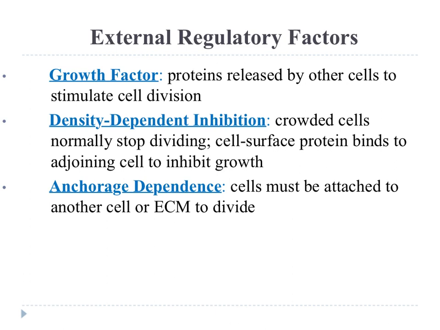Some other external regulatory factors would be growth factor, which is a protein released by other cells to stimulate cell division. If you got a cut, that is when the growth factor would be released. It tells your body, oh, we need to close this hole. You also have a lot of growth factor when you're young because your body's growing and you need more cells to replicate in order to grow your body. Density-dependent inhibition is when crowded cells stop dividing. The cell surface proteins inhibit growth and tell the cells, no, we don't need to grow anymore. And anchorage dependence is the idea that the cells must be attached to another cell or the extracellular matrix to divide. Again, that's why you're not getting liver cells in your neck or something like that.